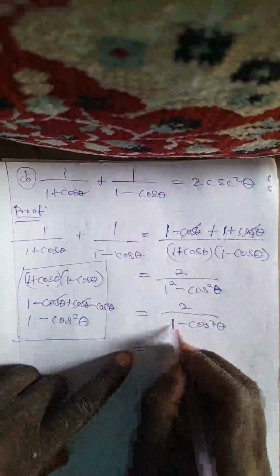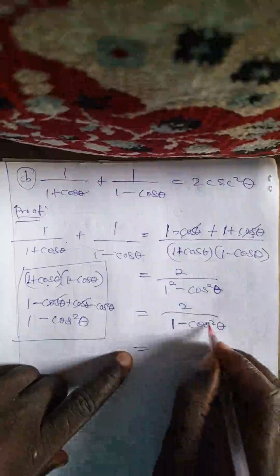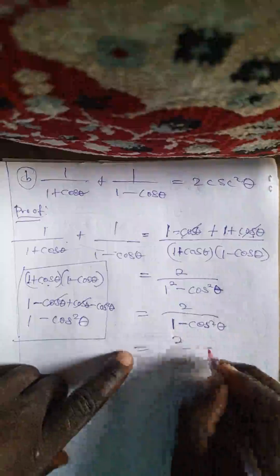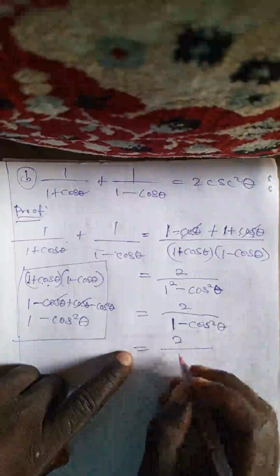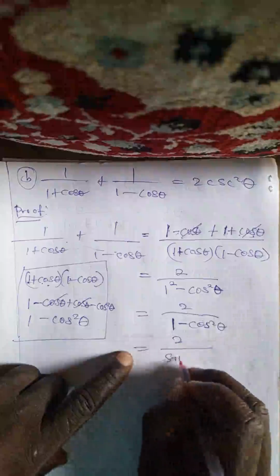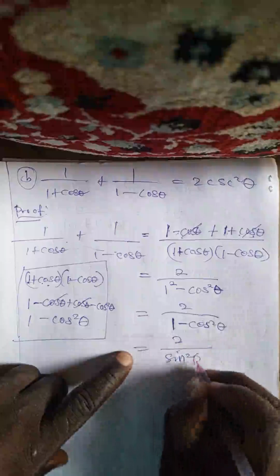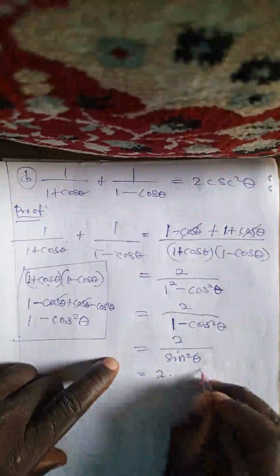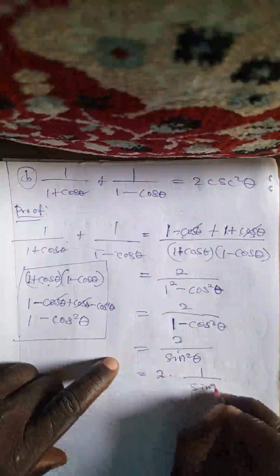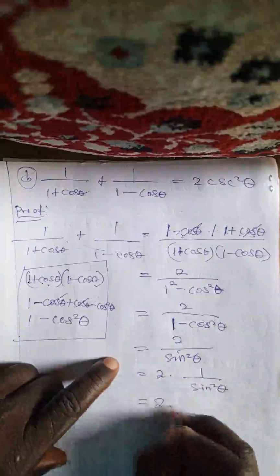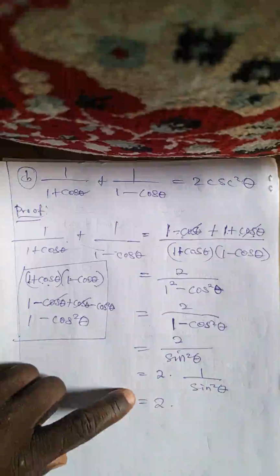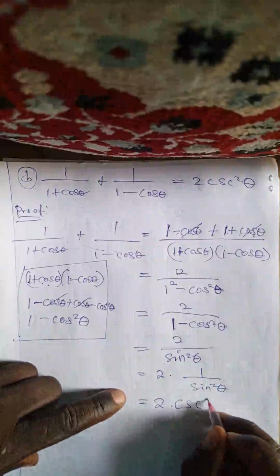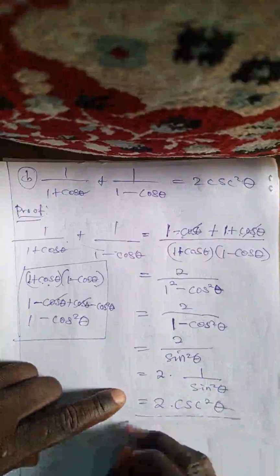What is 1 minus cos square theta? We have just finished it from the previous video that this is sine square theta. 1 minus cos square theta is equals to sine square theta from one of the identities. So you have sine square theta. But this is the same thing as saying 2 times 1 over sine square theta. What is 1 over sine square theta? This is equals to cosec square theta as required.